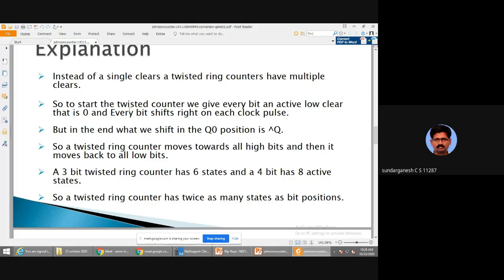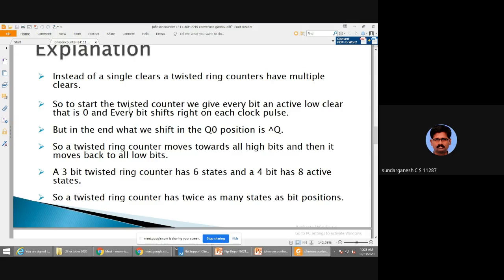What will happen for the first clock pulse? The final output Q bar will be 1, and that is fed as input to the first flip-flop. During the next clock pulse, that one moves past the first flip-flop and reaches the second flip-flop. So the one appears at the output of the second flip-flop. This process continues, and at one stage all the flip-flop outputs are 1. Now the final flip-flop output is 0, and that is given as input to the first flip-flop, so the first flip-flop input becomes 0.